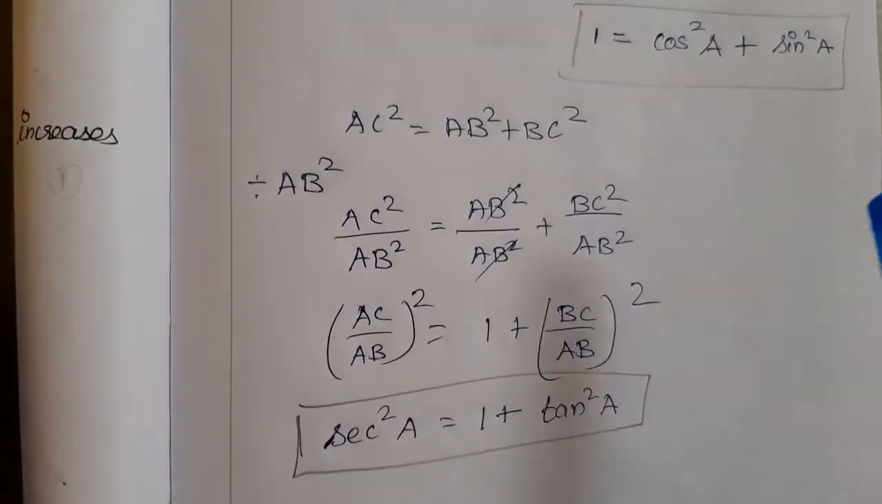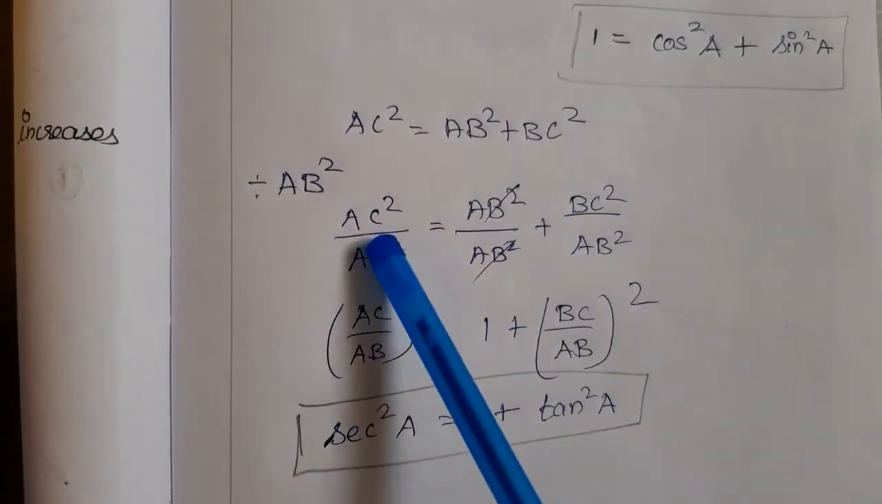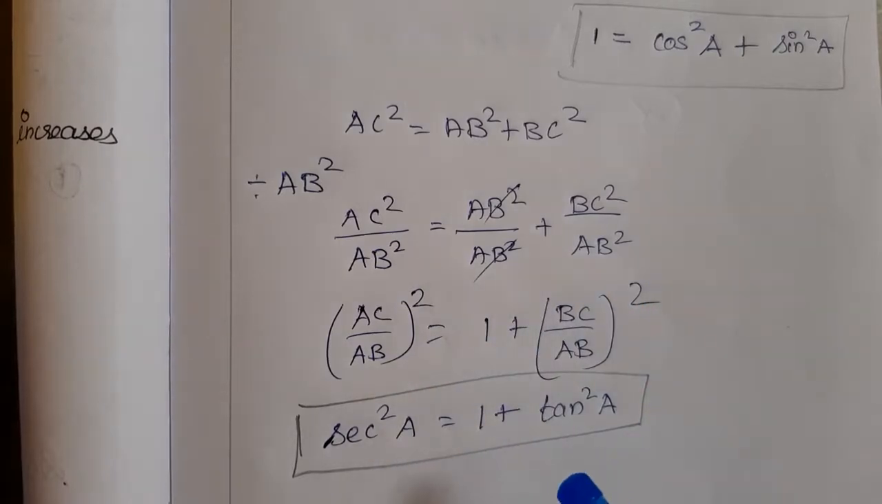So by making them ratios, from the Pythagoras theorem we are dividing everything with the sides to get the trigonometric ratios.